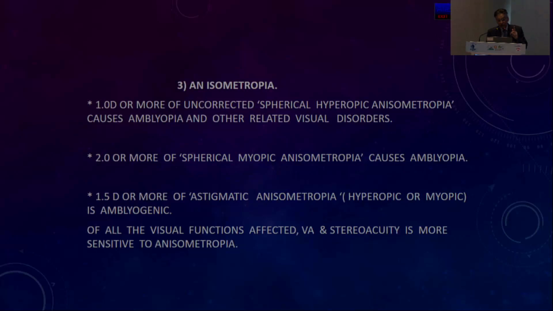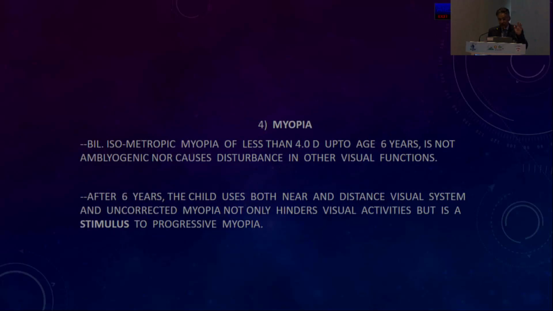Of all the visual functions affected, visual acuity and stereo acuity are more sensitive to anisometropia. So you should understand that hyperopic anisometropia, myopic anisometropia, and astigmatic anisometropia, these are all amblyogenic. You have to be careful.